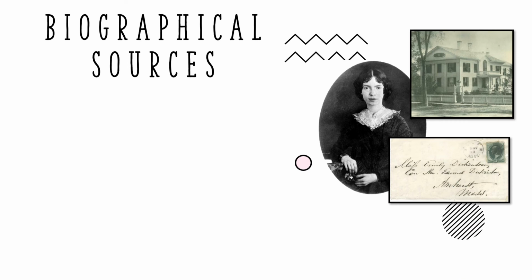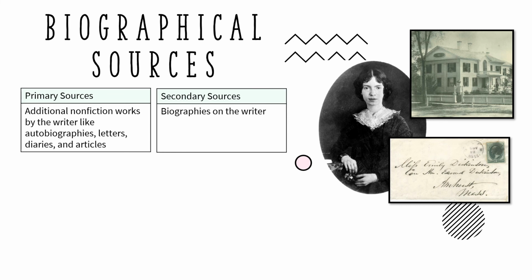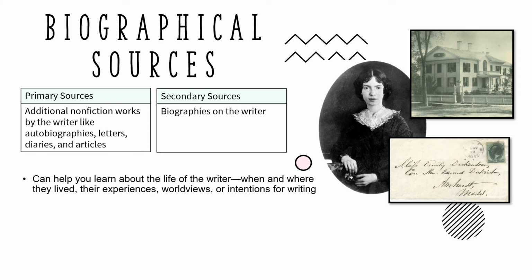You can also use various types of contextual sources as support in your essay, such as biographical sources. Primary biographical sources include additional nonfiction works by the writer, like autobiographies, letters, diaries, and articles, while secondary biographical sources include biographies on the writer. Biographical sources can help you learn more about the life of the writer, when and where they lived, their experiences, worldviews, or intentions for writing. These details may provide additional insight into a work's origins and affect your overall interpretation of it.